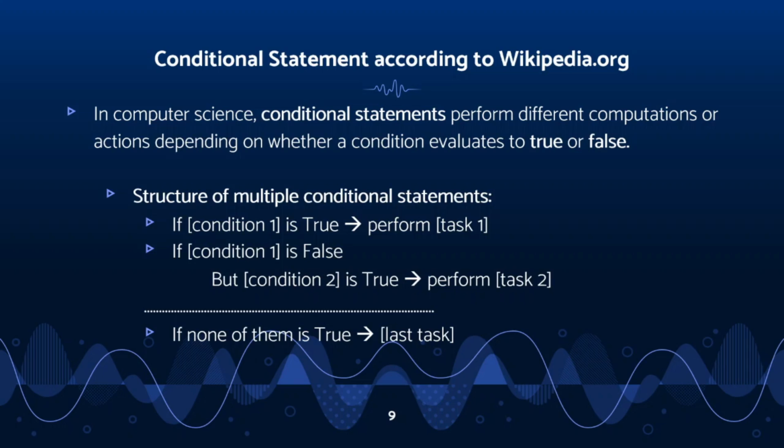Even the most complicated set of conditional statements would probably maintain the structure this way: if whatever condition evaluates to true, perform a certain task. If condition 1 is false but condition 2, another condition, is true instead, perform another task. If none of them evaluates to true, perform the last task available.